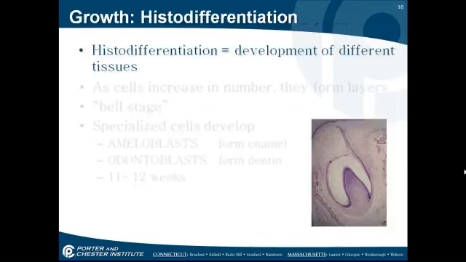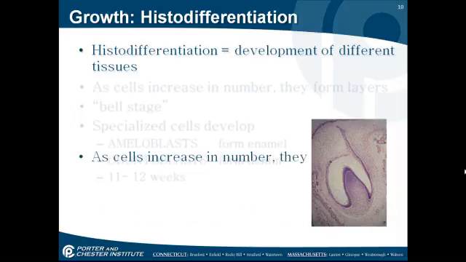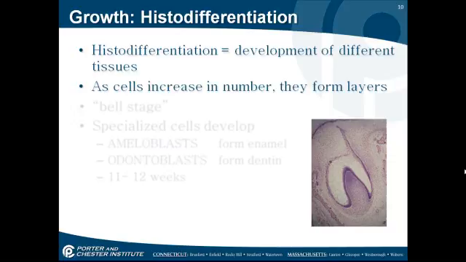Histodifferentiation is the next stage of growth, and that means development of different tissues. So this is when the cells increase in number and they form different layers of tissues. It's called the bell stage. So we had the bud stage, the cap stage, and now this is the bell stage. Those words sort of describe a little bit of what the tooth looks like. There are specialized cells that develop during this phase.